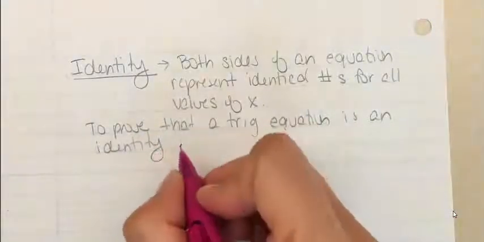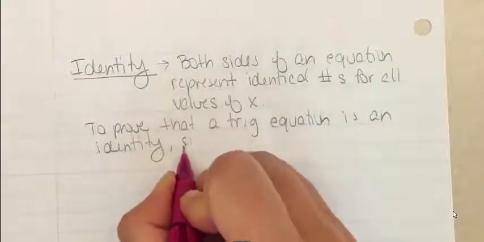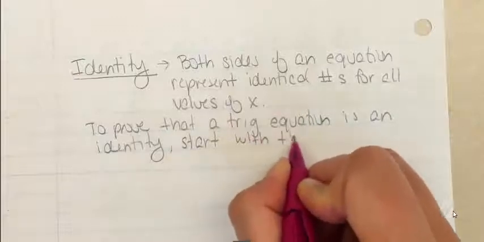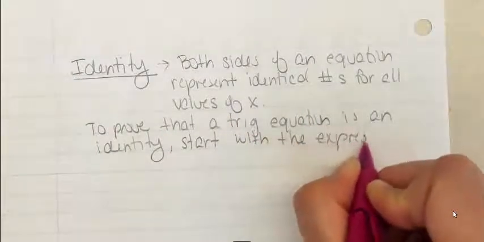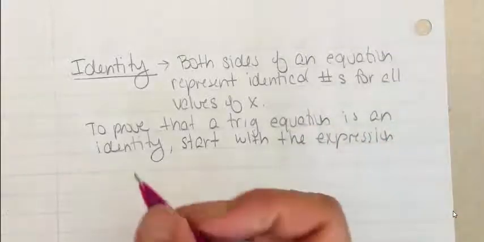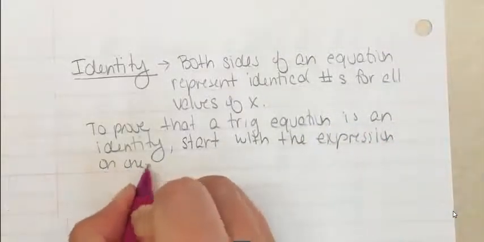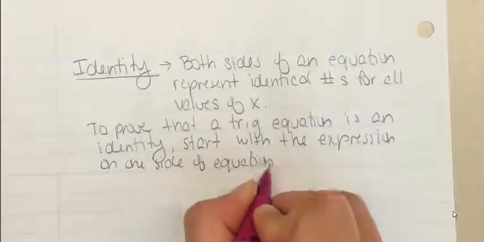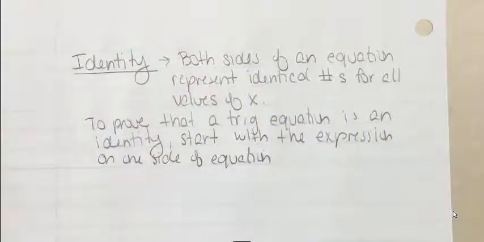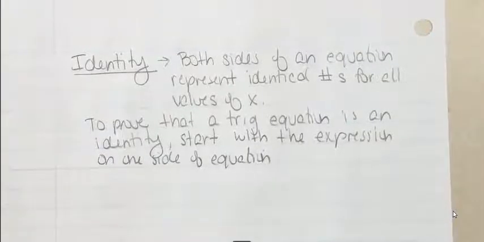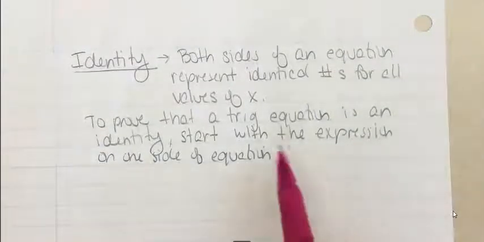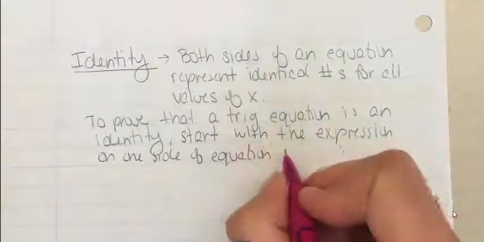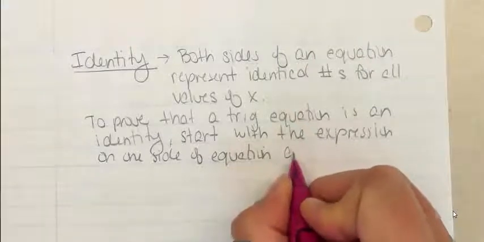we're going to start with the expression on one side of the equation. And then you don't try and work on both sides at the same time. You try and just work on one side, and you try and get that one side to look like the other side. So start with the expression on one side of the equation and transform into the other.